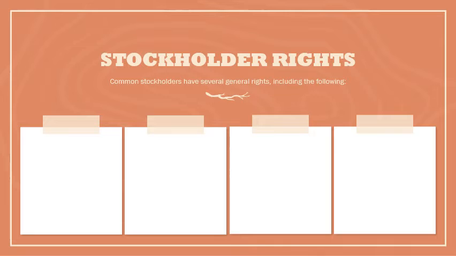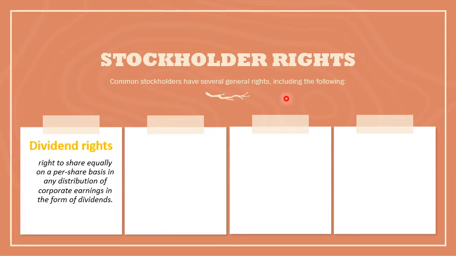So if you buy a stock, of course, you will be called a stockholder. Now, as a stockholder, you can exercise your rights, and we have here several general rights. First, dividend rights. So what is a dividend? This is the sum of money paid or the profit, of course. Dividend rights is a right to share equally on a per-share basis in any distribution of corporate earnings in the form of dividend. So it could be a cash dividend, a stock dividend.